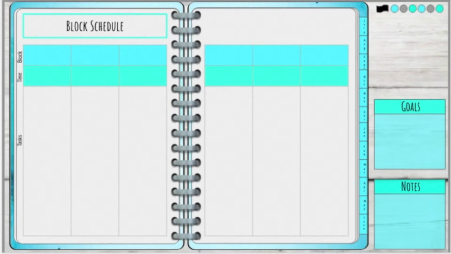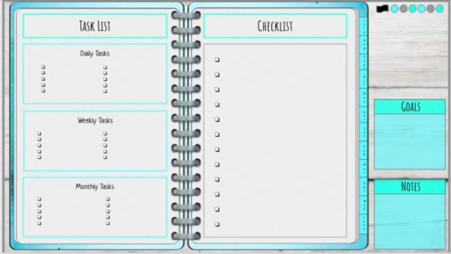This can be used either for school subjects or even your planning time. It's super helpful to map out when your planning time is and then what you need to get done during that time, so that way you are on track with everything you need to do during the day. Task lists, daily tasks, weekly, monthly, and then just a general checklist.